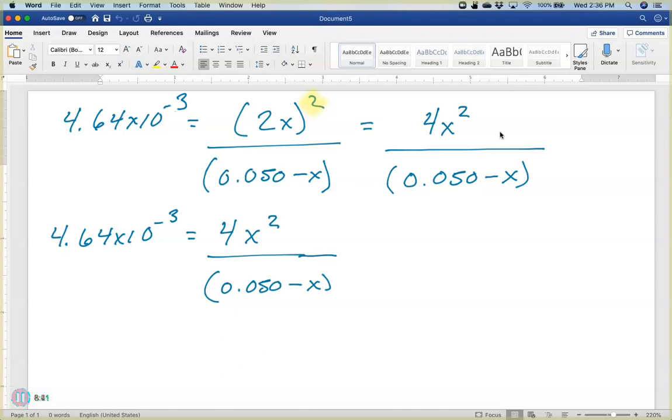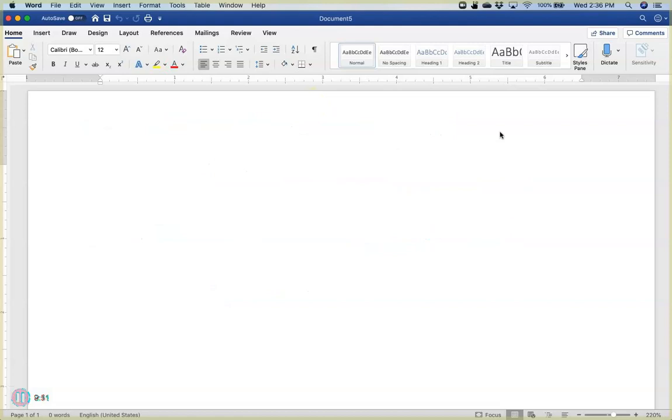Alright. So then my next step is I need to get all the x squareds together and then all the x's together. But I have everything inside the parentheses, right? I'm going to need to factor that out later. So what I'm going to do is multiply both sides of the equation by the denominator. I've run out of space here, but you'll see what I mean in a second. So what this will turn into is my 4.64 times 10 to the negative third, times what used to be on the denominator, equals 4x squared.